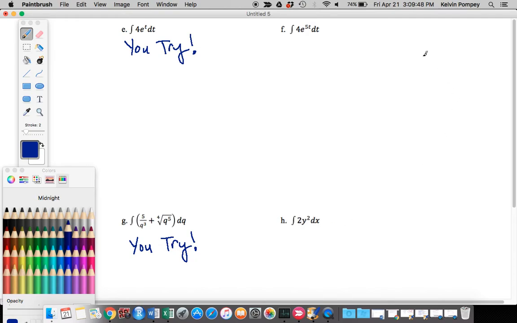I just want to do a quick review, for instance. In this integral here, my integrand has e to the 5t.